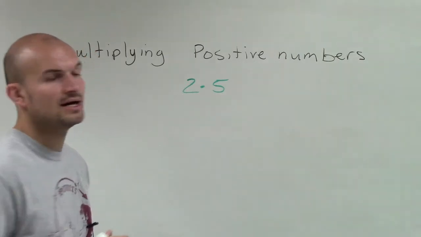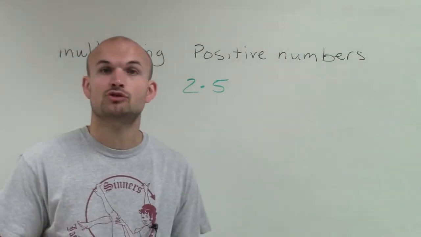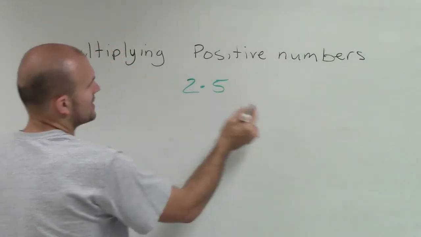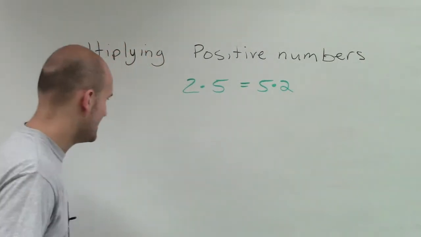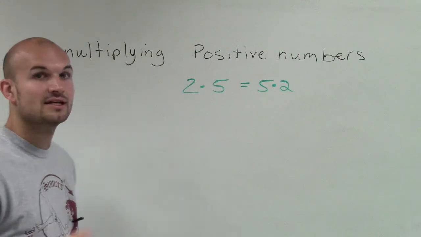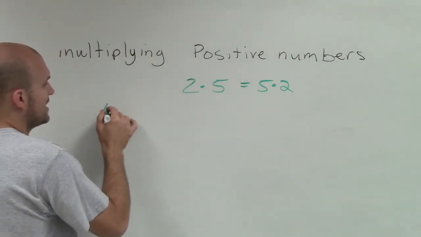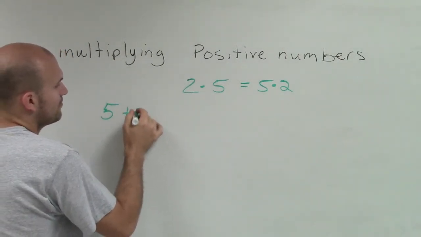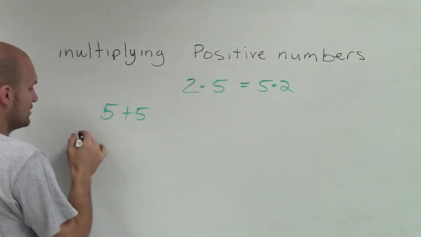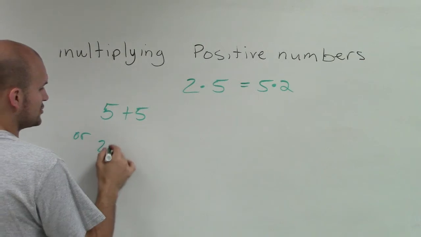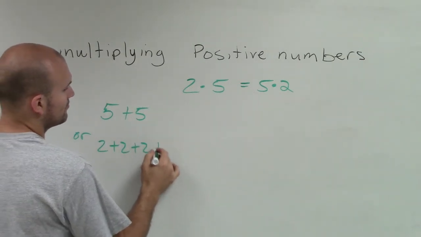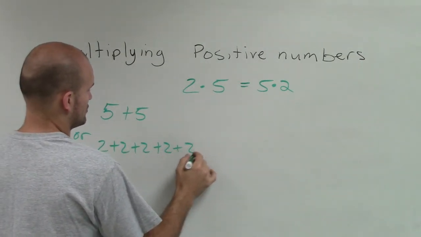One is the way that I showed you how to represent the commutative property, which states that 2 times 5 is equal to 5 times 2. And when I did that, what I showed you is 2 times 5 means 2 sets of the addition of 5. So it means 5 plus 5, or we could write it as 5 sets of 2, which would be 2 plus 2 plus 2 plus 2 plus 2.